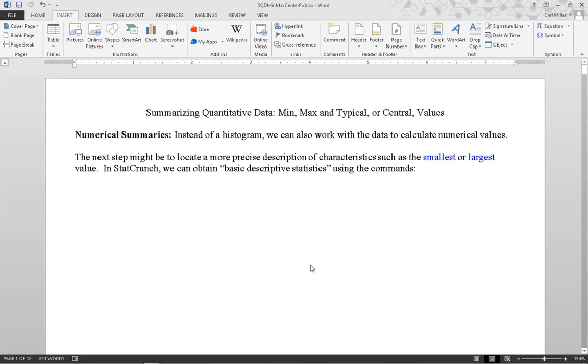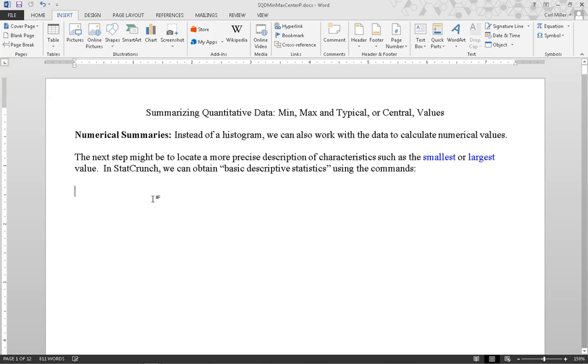Summarizing quantitative data: min, max, and typical or central values. Numerical summaries. Instead of a histogram, we can also work with the data to calculate numerical values. The next step might be to locate a more precise description of characteristics, such as the smallest or largest value.